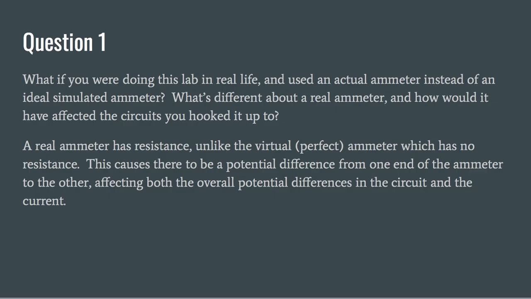For the first question, if we were doing this lab in real life and used an actual ammeter, what would be different and how would it have affected the circuits? A real ammeter has resistance, unlike the virtual ammeter, which would be perfect and have no resistance. This causes there to be a potential difference from one end of the ammeter to the other, affecting both the overall potential difference in the circuit and the current.